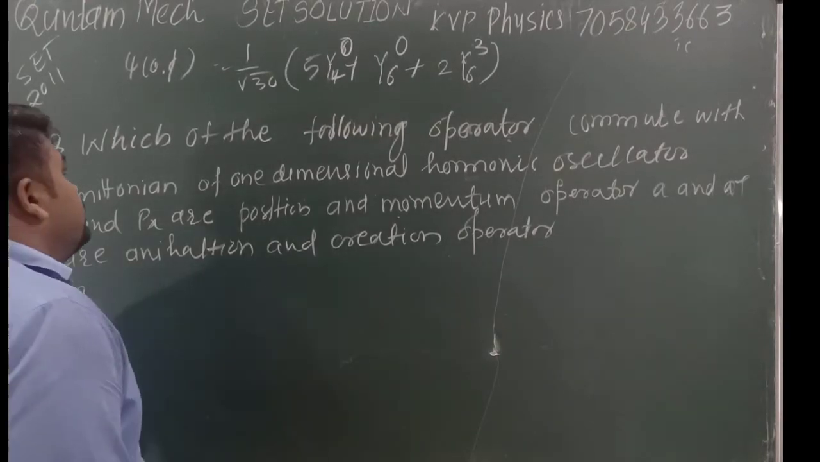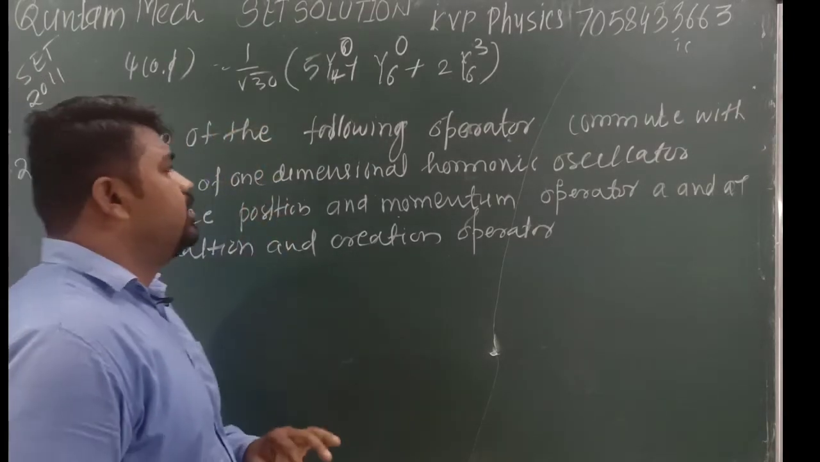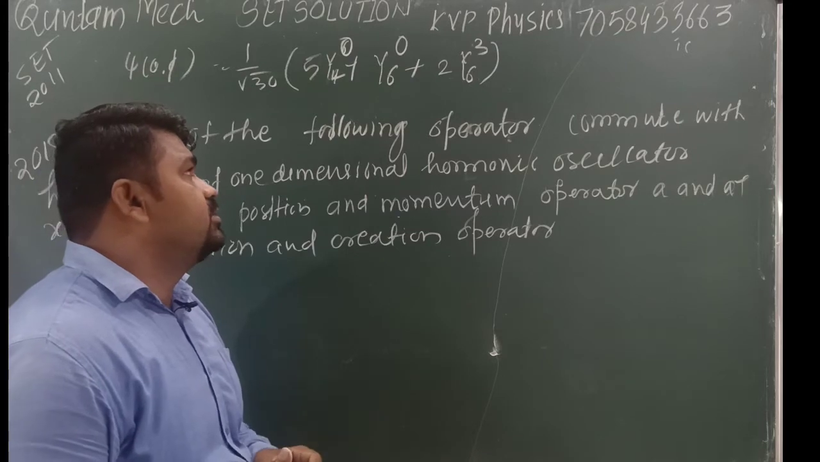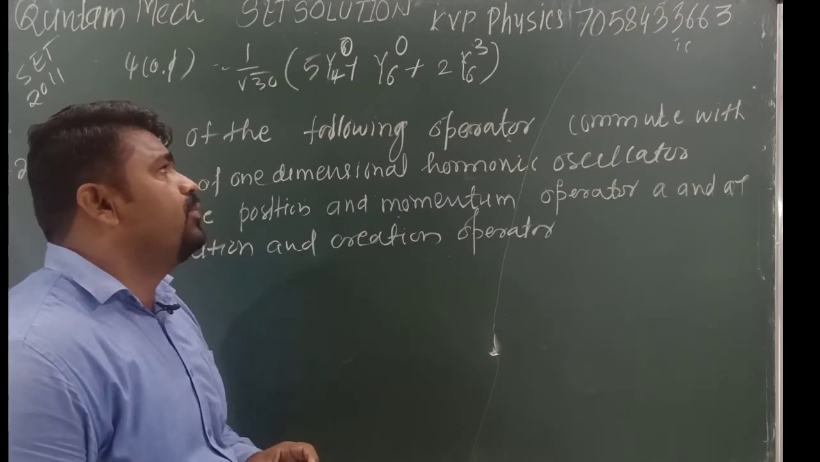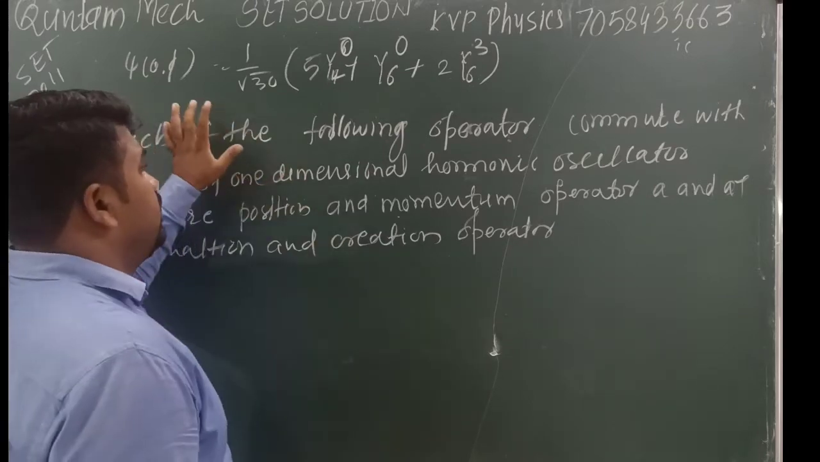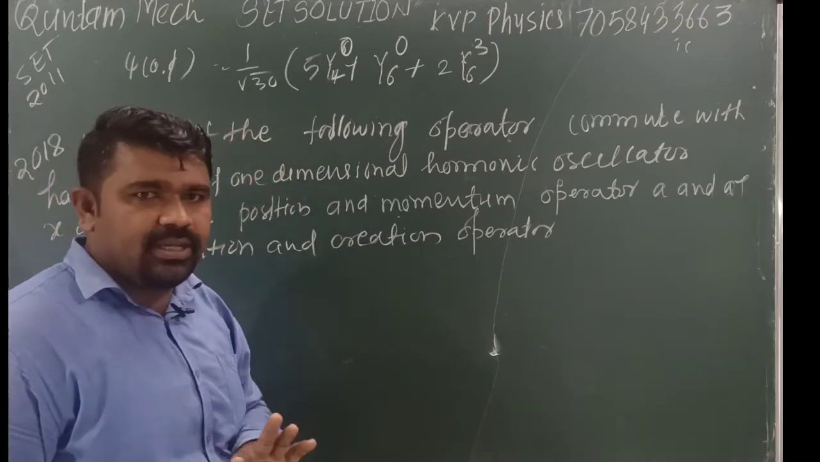2011 psi of theta comma 5 is equal to 1 by root 30 into 5 psi 4 0 plus 6 y 0 plus 2 y 6 3. Okay. लास्ट वीडियो में भी हमने ये क्वेश्चन देखा है. इसमें रिपीटेड क्वेश्चन इन द स्टेट एग्जाम.